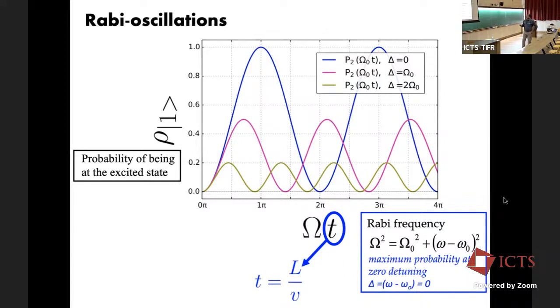Now this is a plot. This is the probability of being in the excited state, and this is omega t. Omega is the Rabi frequency and t is the time. So this is an effective Rabi frequency. The effective Rabi frequency depends on the unperturbed Rabi frequency plus the detuning of your laser or microwave photon, whatever it is. So the maximum omega can be omega 0 if the detuning is 0.